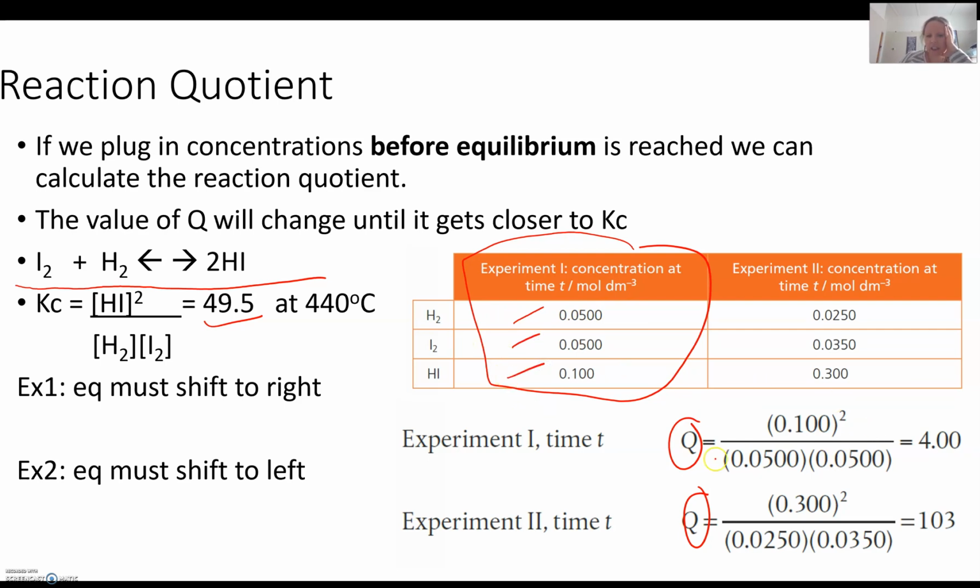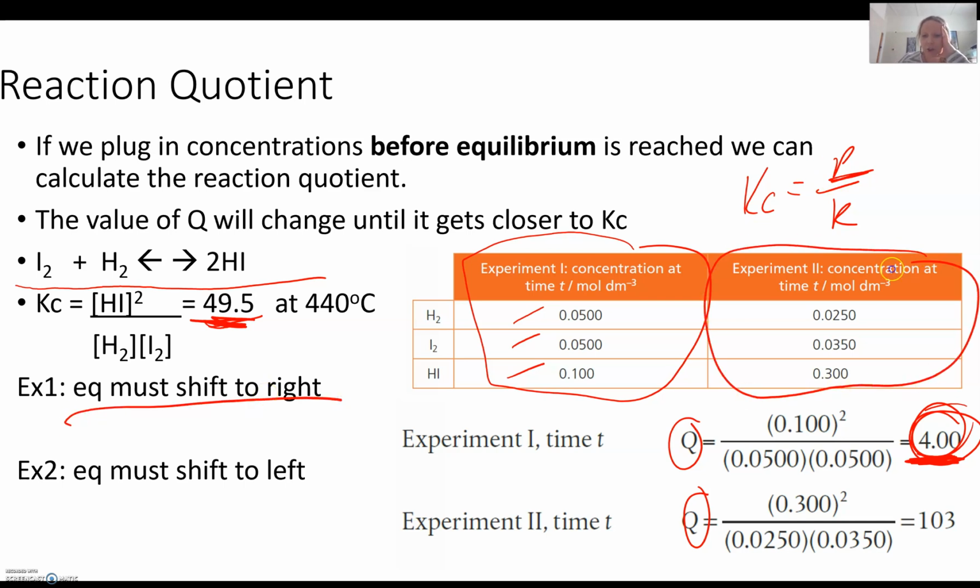When you put it into your Kc expression here, remember this is not at equilibrium, so we're just plugging in the values they've given us. We get a Kc of 4. Now 4 is way smaller than 49.5. So in order to reach equilibrium, we're going to have to make far more products so we get a bigger Kc, because remember, Kc is products divided by reactants. Our Kc is too small. So to get a bigger Kc, we need far more products, which means our equilibrium needs to shift to the right. That's quite a cool question that they can ask.